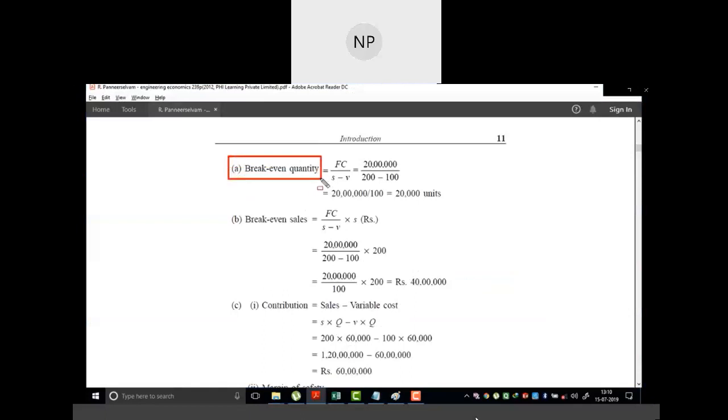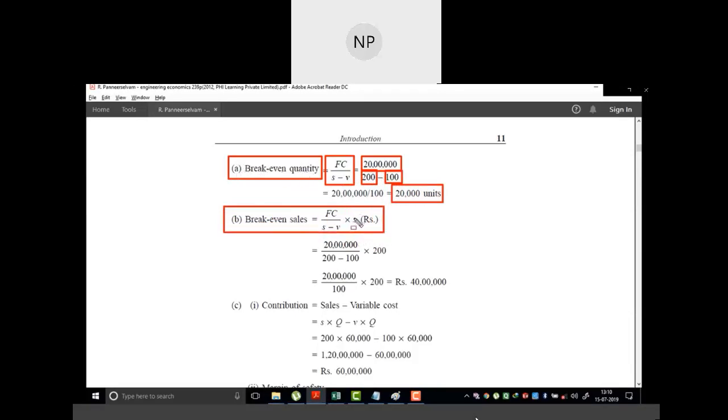And we need to find out the following parameters. The first parameter is the break-even sales quantity, the second one is the break-even sales, and the third is the contribution, where the actual production quantity is 60,000. Then we need to find out the margin of safety by all methods. We have two methods to find out the margin of safety, the MS.